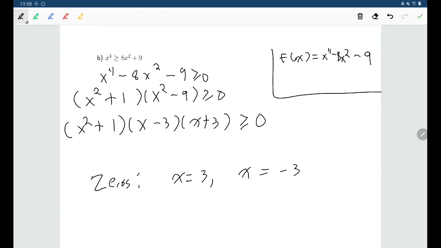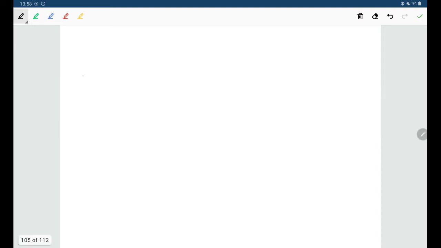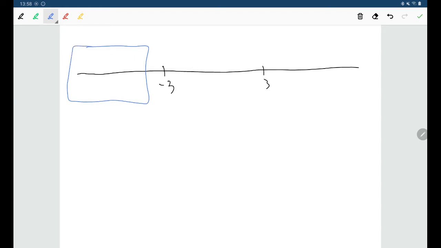So now all we need to do is get ourselves a number line going. And so there we go. On our number line, we'll only need to put in those two numbers, the -3 and the 3. And we'll just need to pick test points on either side and in between. We'll need to pick a test point for something that's less than -3, something between -3 and 3, and something that's larger than 3. And we'll need to find out what our y value is for our function.